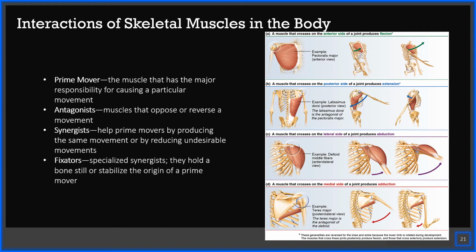As an example of synergists, the flexor muscles of the fingers cross both the wrist and the finger joints. You can make a fist without bending your wrist because synergistic muscles stabilize the wrist joints and allow the prime mover to act only on your finger joints, even though that same muscle crosses the wrist. And for fixators, an example would be the postural muscles that stabilize the vertebral column. They're also the muscles that anchor the scapula to the thorax.